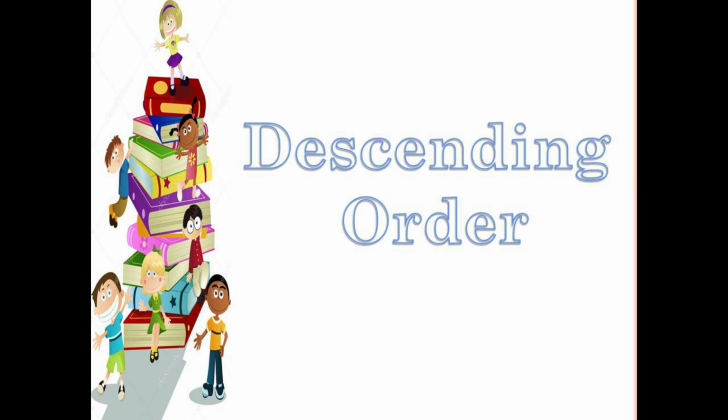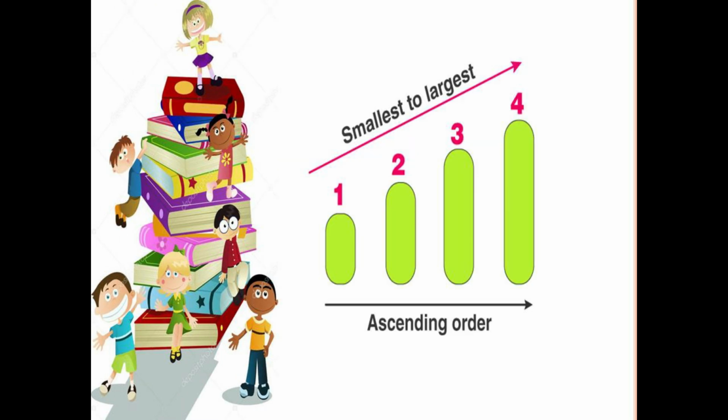The next one is called descending order. Descending order is also called decreasing order. When you are arranging the numbers from largest to smallest, it is called descending order. Now we are going to look at a video to understand ascending order and descending order.